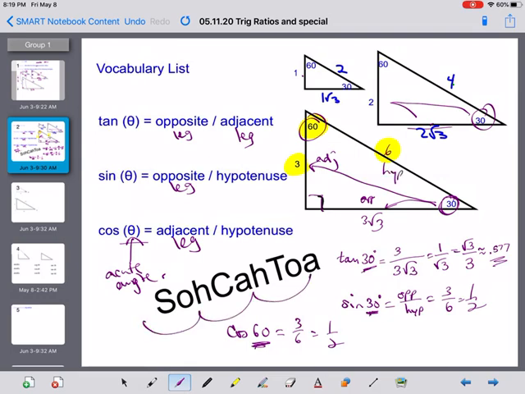Now, SOHCAHTOA is kind of like this mnemonic device that is kind of famous in geometry and trig. It's just a way to remember which trig ratio is which. So it means the sine is the ratio of opposite to hypotenuse. The cosine is the ratio of adjacent to hypotenuse. The tangent is the ratio of opposite to adjacent.